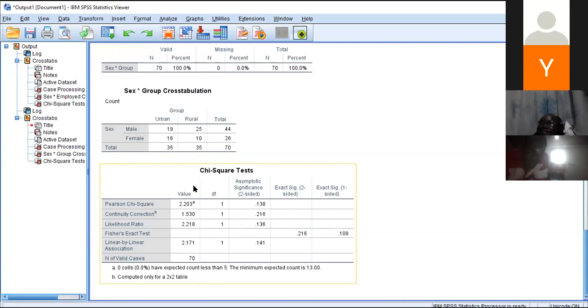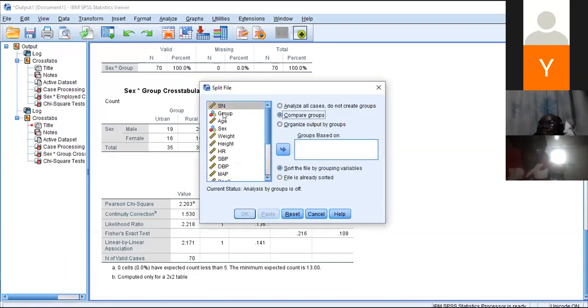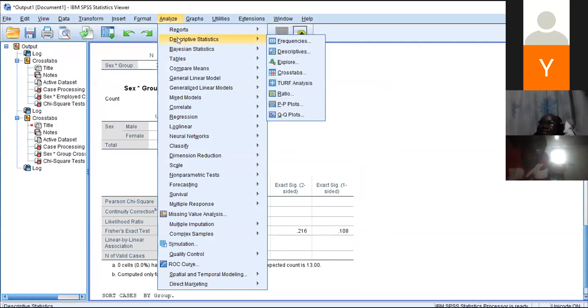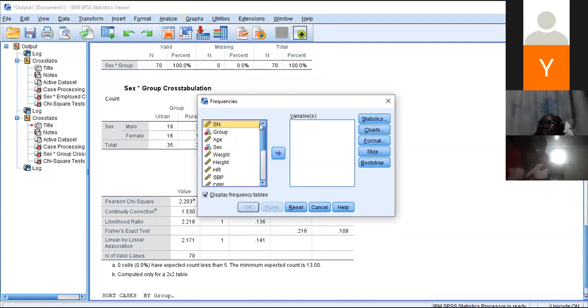But when we are running it, we first go to Data, Split File, and say compare groups and put the group variable. When you put it like this, you want to analyze it by group. You can just go and run the frequency, or anything I want to run.